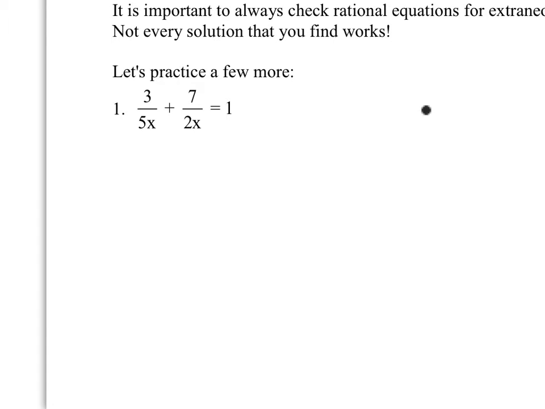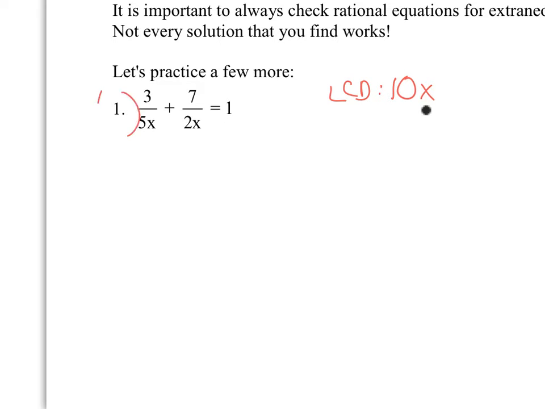So again, if we were going to add this, what would be our LCD? Okay, what would be our least common denominator? That's something you want to think about off to the side. If we wanted to add 5x plus 2x, we can't, okay? But what is the smallest expression that they both go into? That would be 10x, right? 5x goes into 10x, 2x goes into 10x.